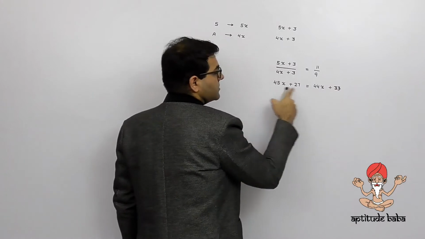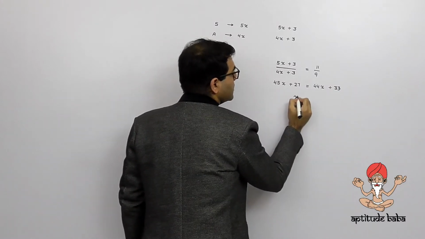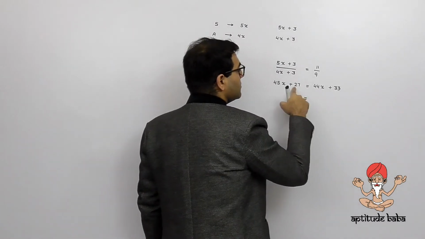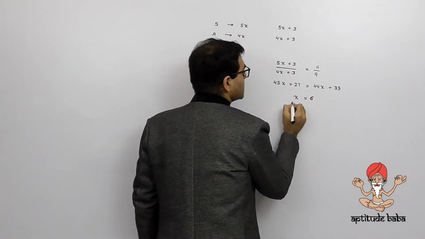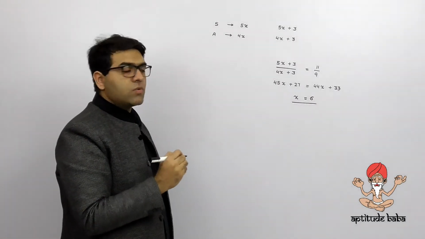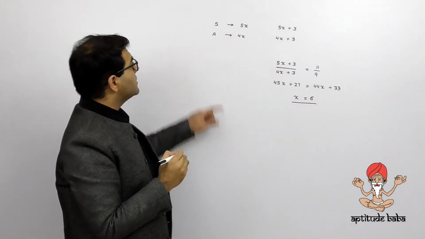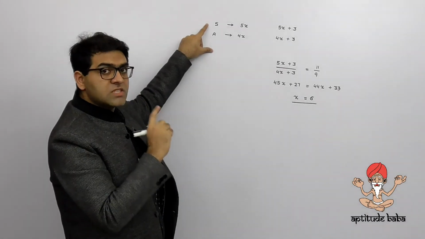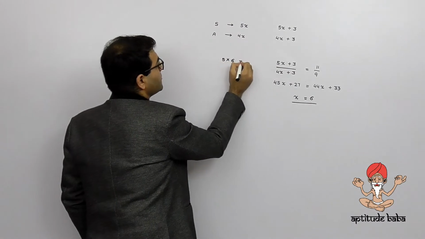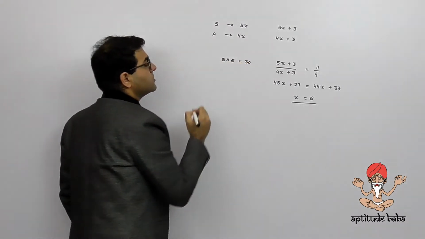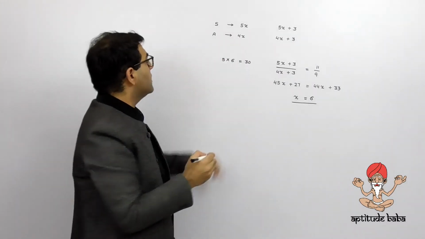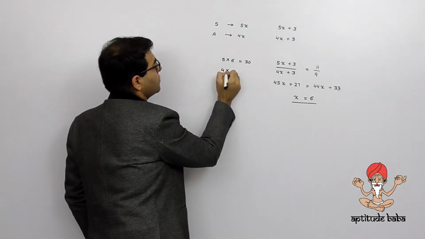Now 45x में से 44 को माइनस कर लेते हैं. So on the left hand side what you get is x. On the right hand side what you get is 33 minus 27, which is 6. So the value of x that we have here ends up becoming 6. Now what does that mean? It simply means that the present age of Sameer, which is 5x, will end up becoming 5 6 are 30, and the present age of Anand, which is 4x, will end up becoming 4 into 6, 24.